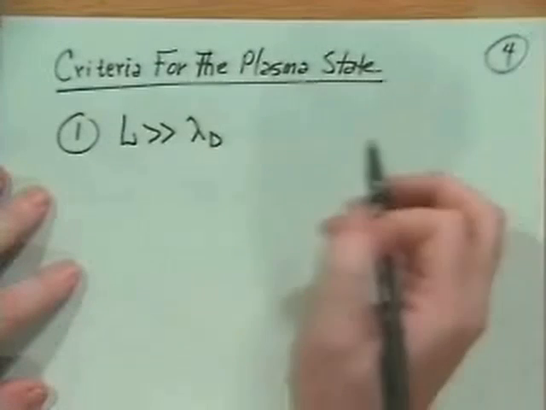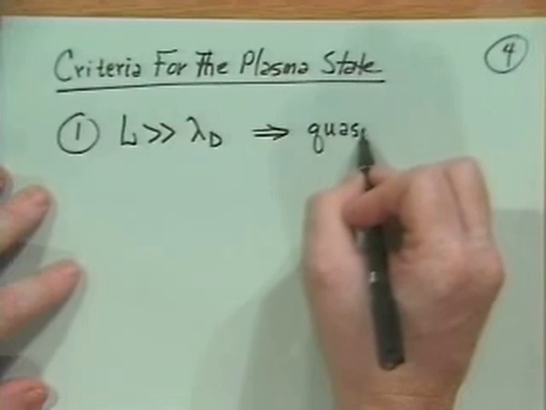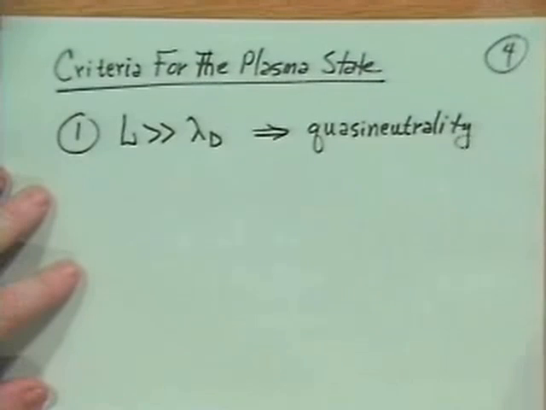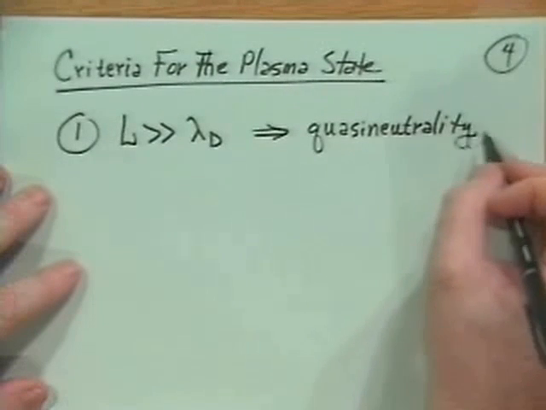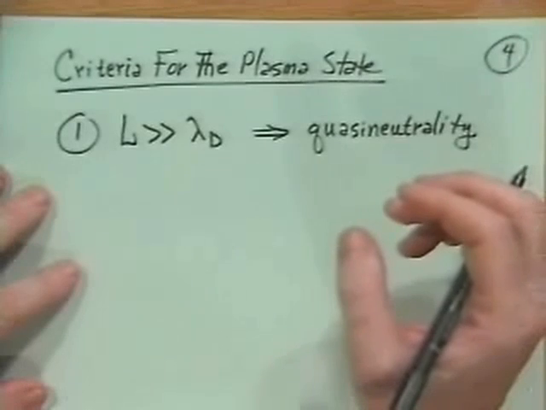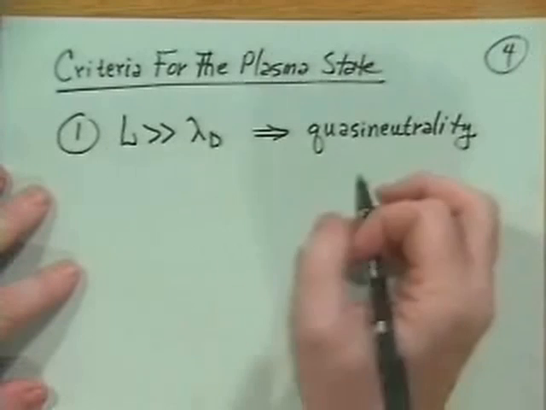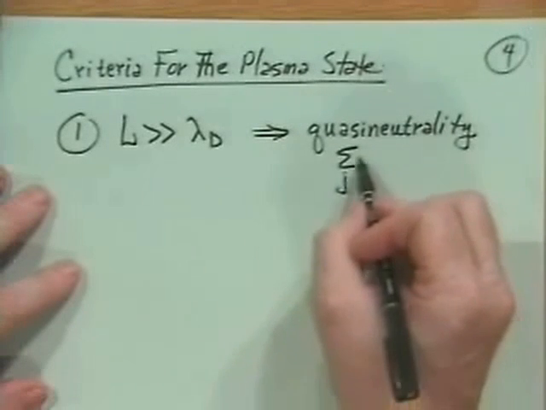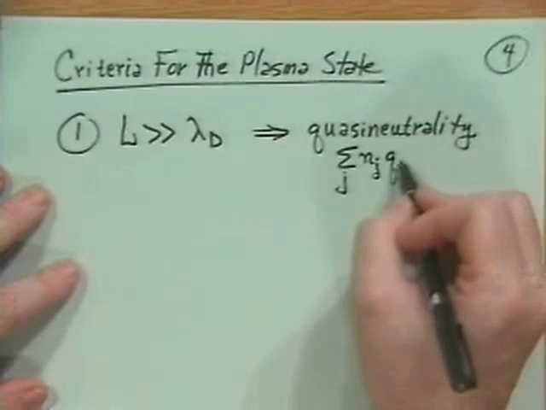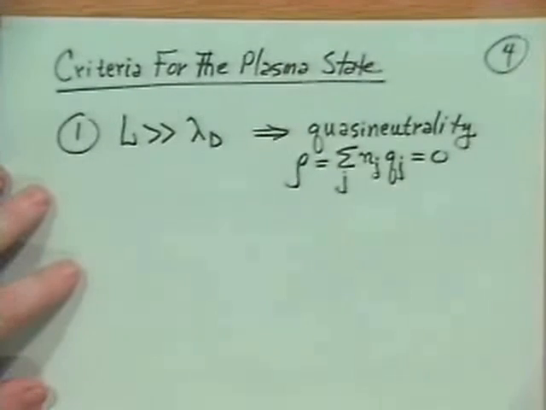And on that scale length, it turns out we will need quasi-neutrality. You can do a little calculation, which is done in Chen, I believe, or if not, in Bittencourt. You can show that if I try to move a whole bunch of particles a distance of a Debye length apart, they would build up a potential of the order of kT and tend to pull them all back. So this will require us to have, in equilibrium, quasi-neutrality, the sum over j of n_j q_j equal to zero, so that the net charge density will be equal to zero.